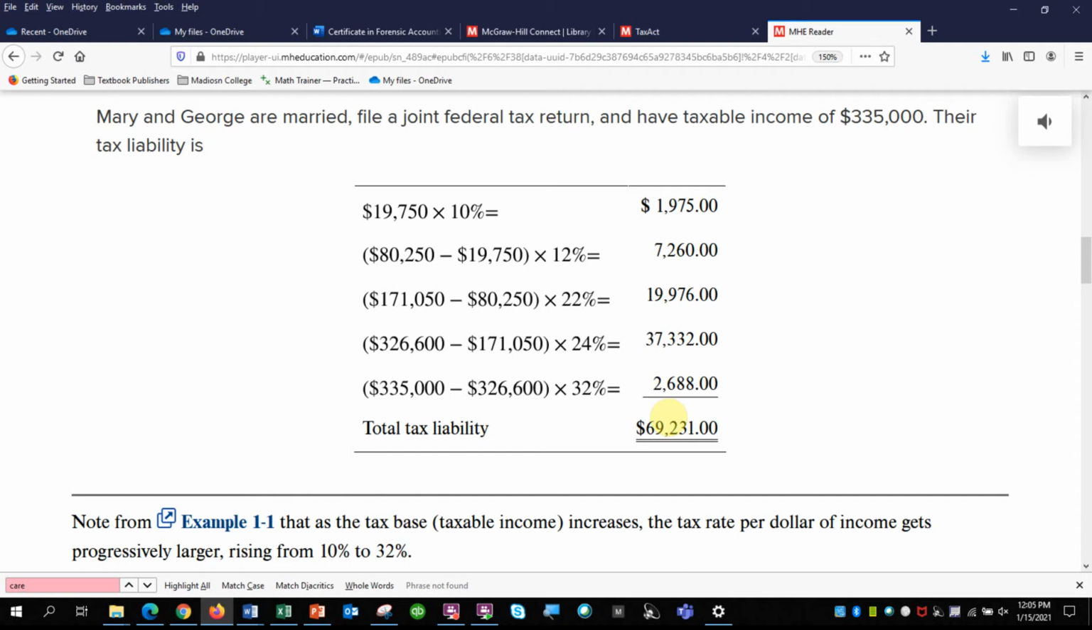As you'll learn, we have tax tables that are available for taxpayers who have taxable income of $100,000 or less, and you can just look up the tax obligation without having to go through these calculations. If the income is more than $100,000, then you'd have to use this method to calculate their tax obligation.